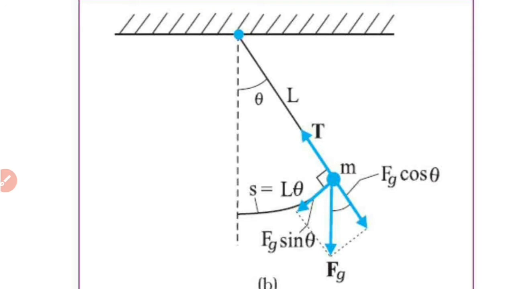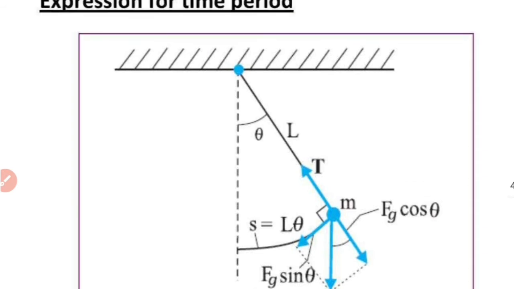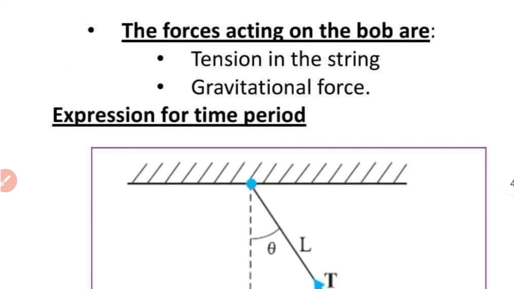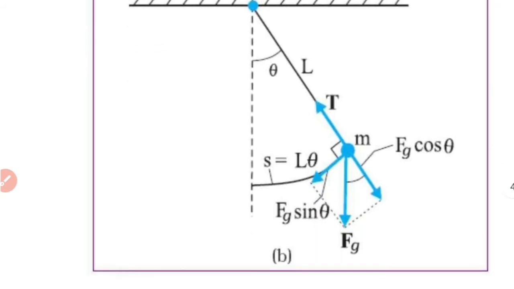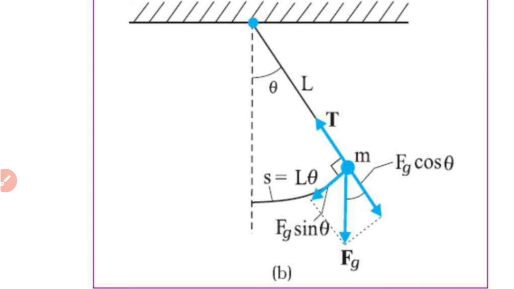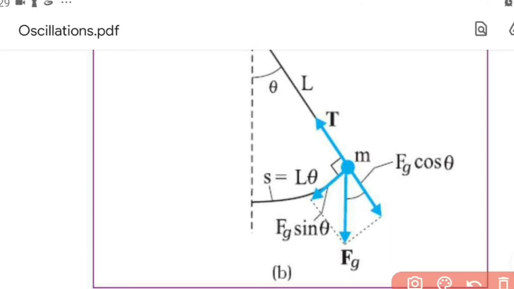So we consider a position of the bob during its oscillation. At that position, the forces acting on the bob are tension in the string and the gravitational force. You can see from the figure, the tension in the string is acting along the string towards the point of suspension. This is the tension, and the weight, that is the gravitational force, the weight of the bob of mass m, is acting downward. So these are the two forces acting on the pendulum.